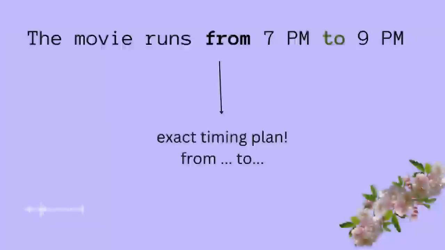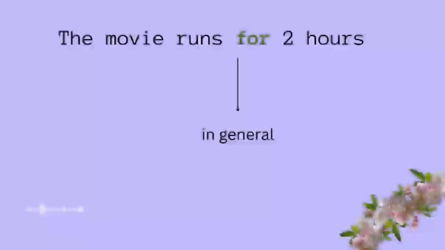Alright, let's have a look at another example. The movie runs for 2 hours. For 2 hours. What does that mean? We are speaking about the duration of time. For how long? For 2 hours.